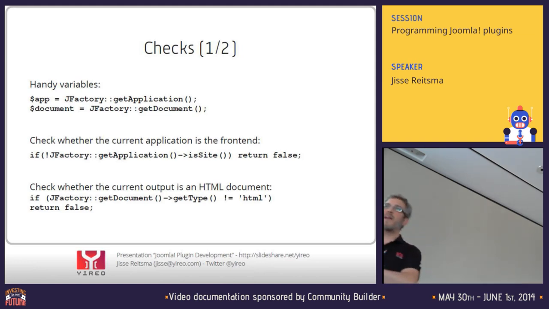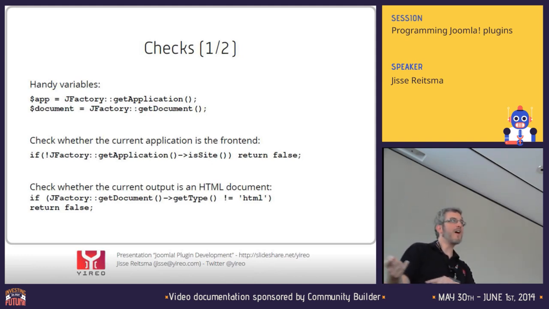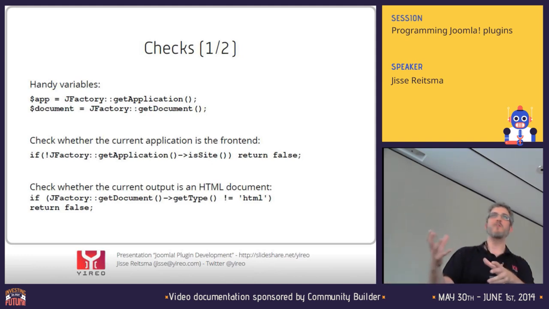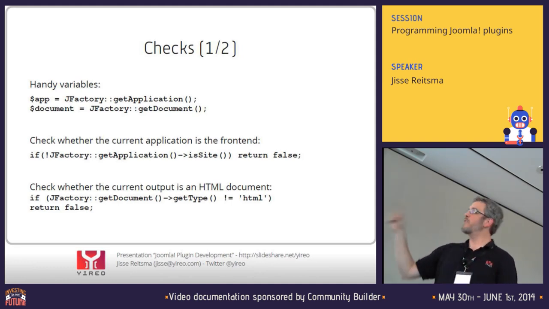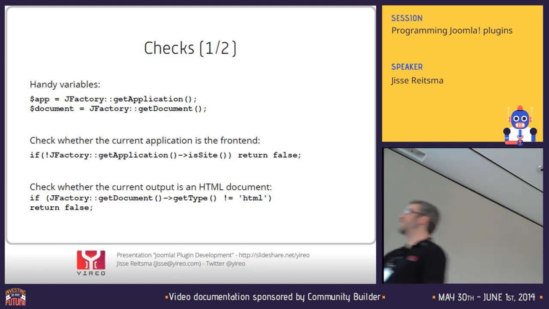If I'm doing that in the backend, I can't disable my plugin either, because the whole backend is based on jQuery and is crashing. So to make sure that it's working as it should, always start with a single definition: my plugin is supposed to only work in the front end, and if so, add this line of code somewhere in the top of the method of your plugin.